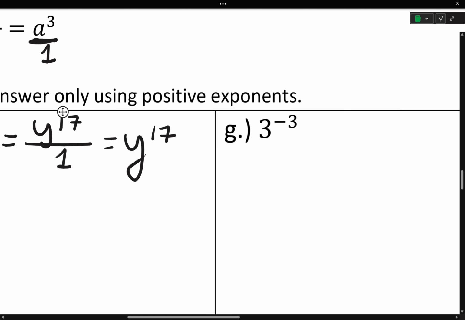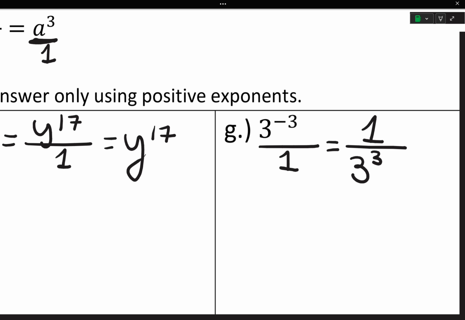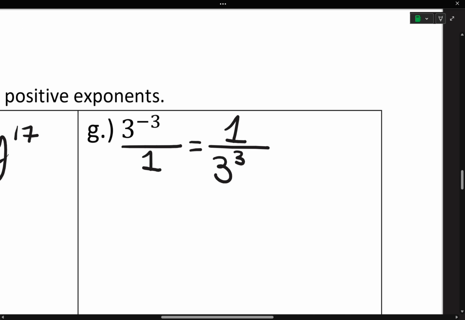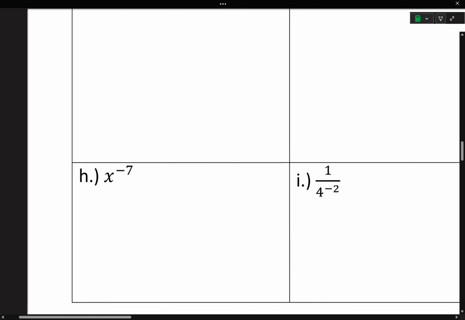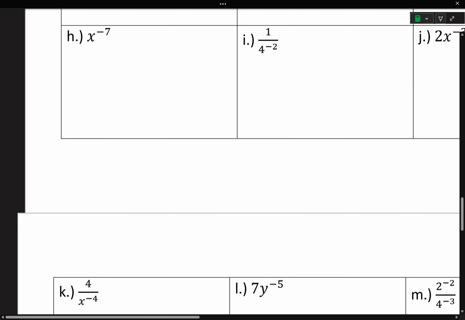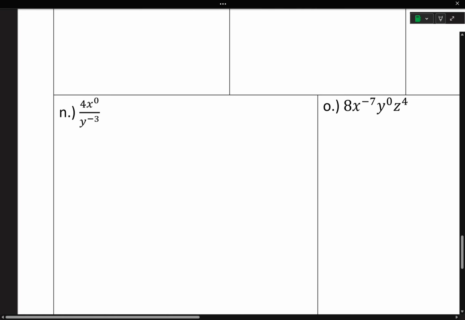Alright, so I'm going to put a 1 on the bottom here because we're going to make a reciprocal because of the negative exponent. We're going to put the base 3 on the bottom and then make the power positive. This one we can solve. 3 to the power of 3 is 27. So our answer is 1 over 27. Okay. If you were in class, I would have you solve these.